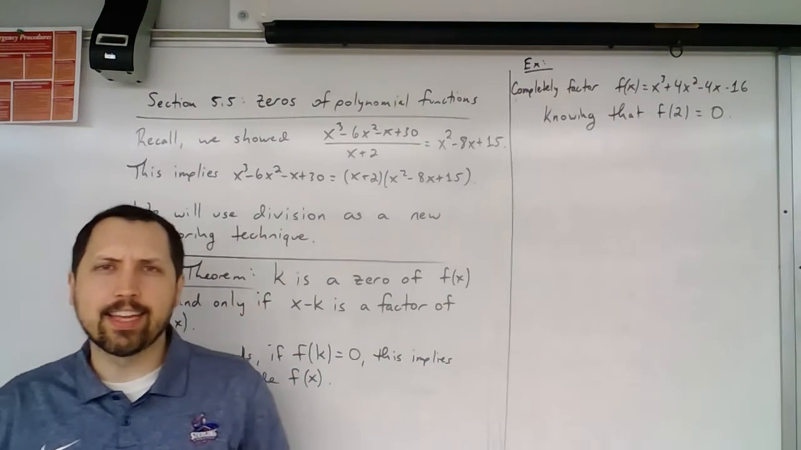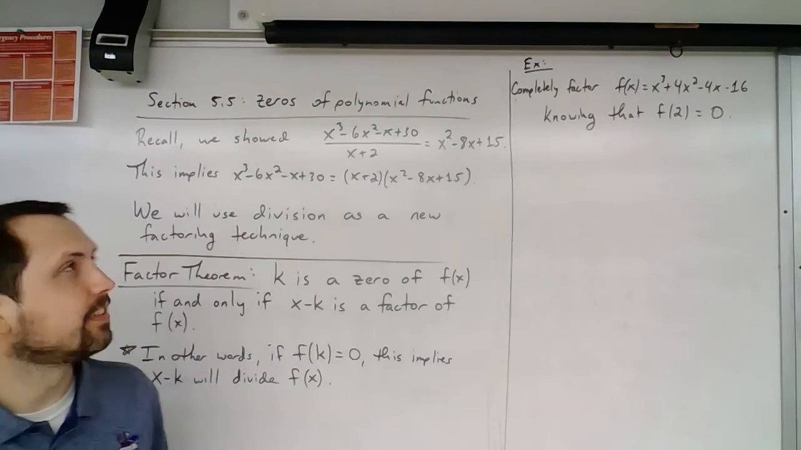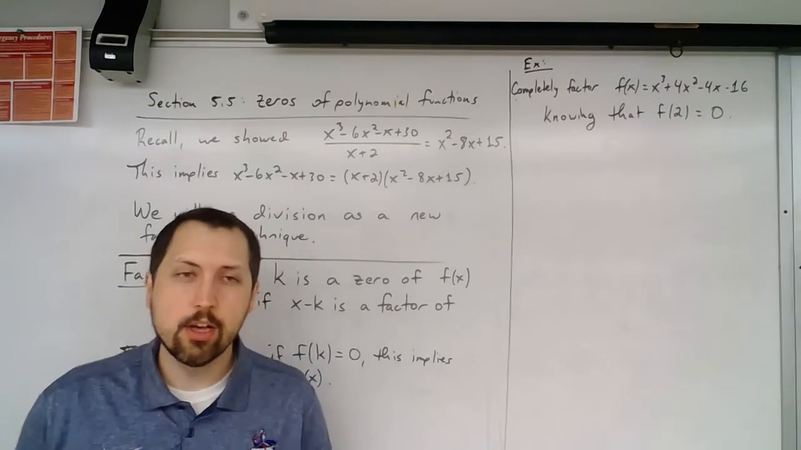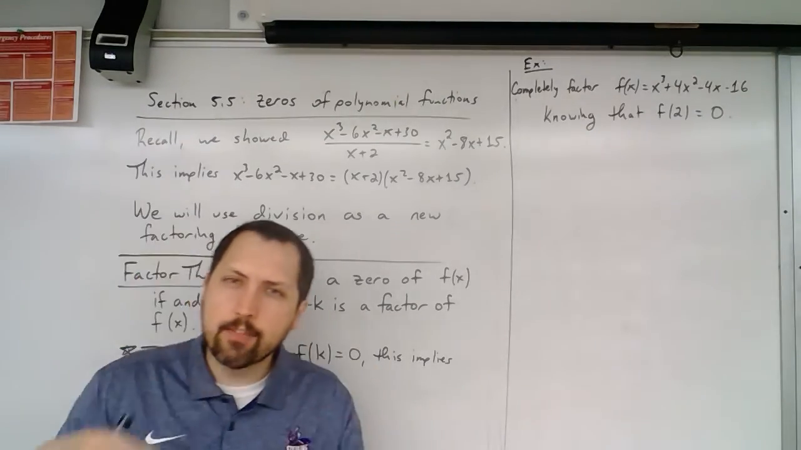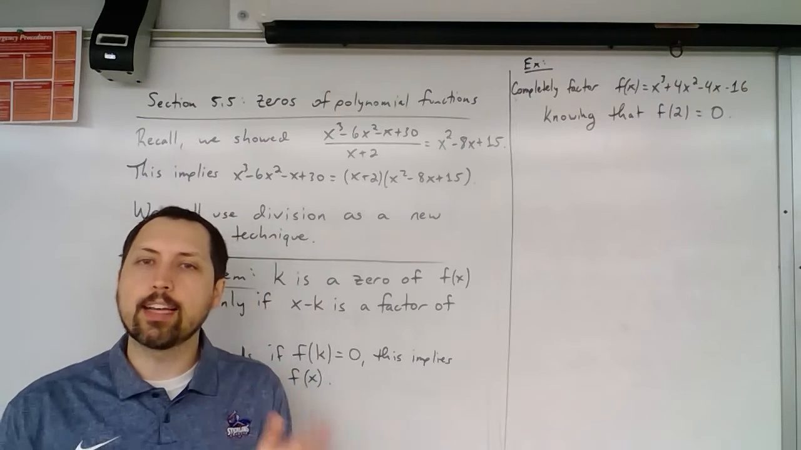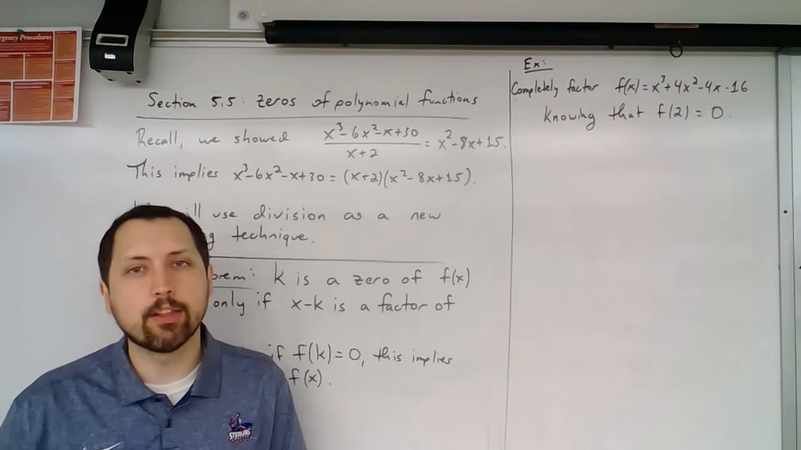So what I'll take a look at today is the next section. This is section 5.5, which is on zeros of polynomial functions. Okay, so I want to do a little bit of a reminder of what we did before break started. Remember, the last thing we talked about was dividing polynomials.